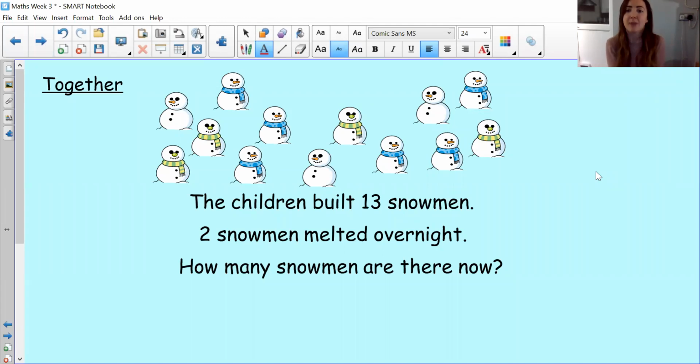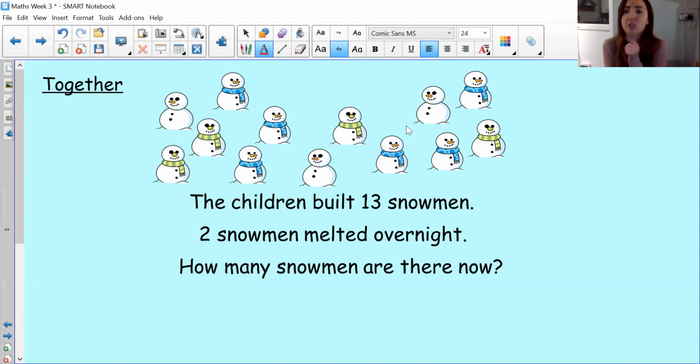Okay, now we have a word problem. The children built 13 snowmen. Can you see them? There must have been lots of snow. 2 snowmen melted overnight. How many snowmen are there now? So what are we trying to work out? We know there are 13 snowmen to begin with. 2 snowmen melted. Does that mean that we are adding 2 more? No, that's right. We are taking 2 away.